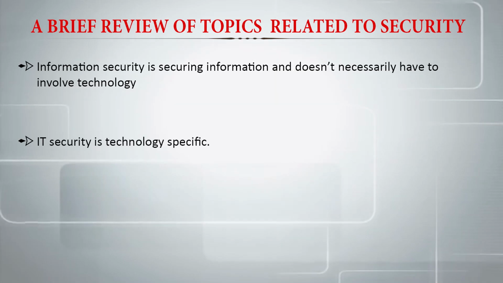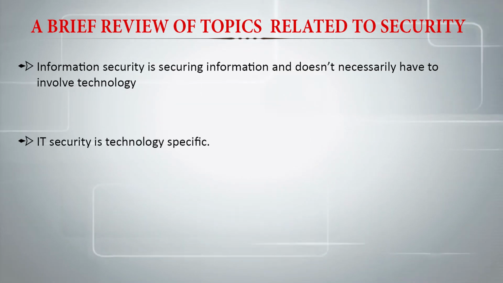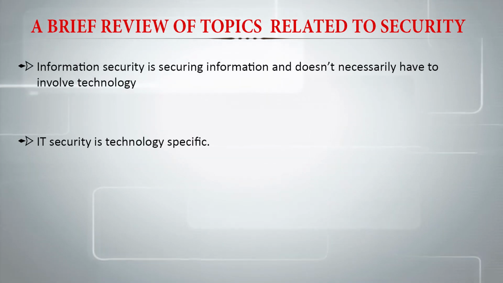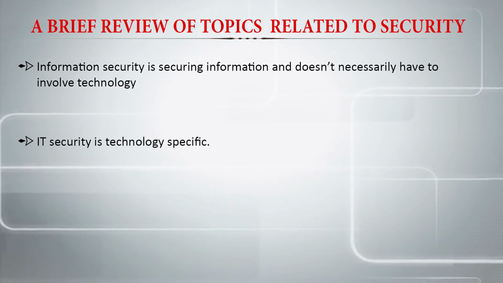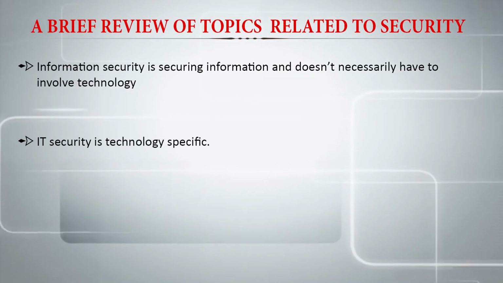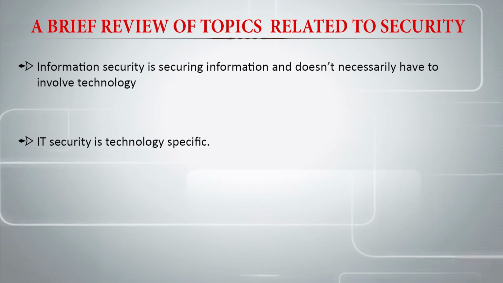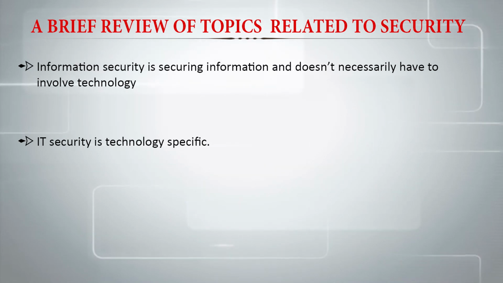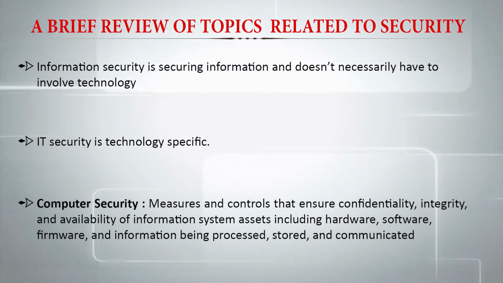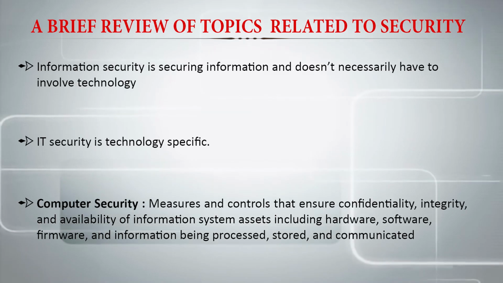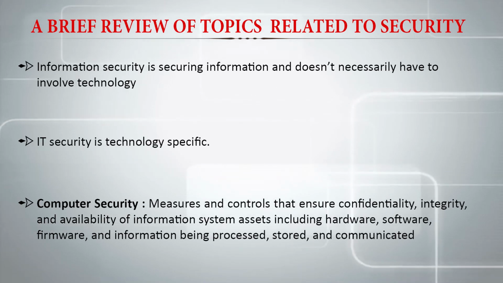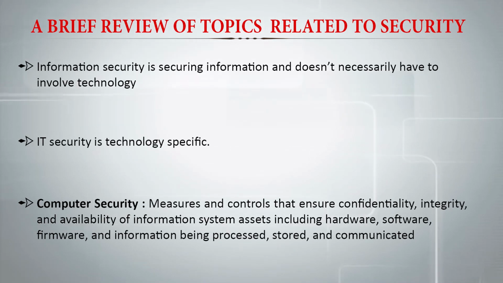Whenever I have presented these topics, we have given you clear-cut distinctions and examples, so that in this case this will be information security, this is going to be IT security, and this is computer security. Just as a quick reminder, information security has nothing to do with technology, whereas IT security is technology specific. Computer security is measures and controls that ensure confidentiality, integrity, and availability of information system assets, including hardware, software, firmware, and information being processed, stored, and communicated.